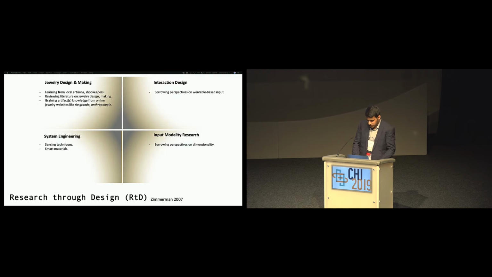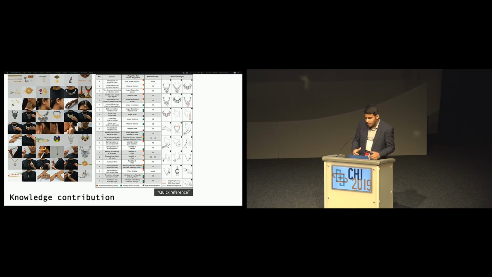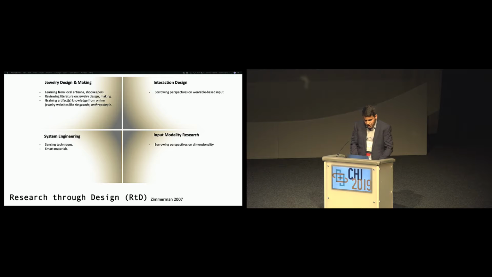Also, this table that you see on the right is a summary of all the artifacts that we considered and the gestures that we developed with them. It also shows the dimensionality, which can make easy connections to application. So this table can act as a quick reference for practitioners who are interested in prototyping such interactions with jewelry. Now, coming back to our methodology, this table shows what exactly we borrowed from the 4 different disciplines that we talked about initially. For example, the sensing techniques that we borrowed from the system engineering domain, and the jewelry design knowledge that we borrowed from jewelry design and literature.